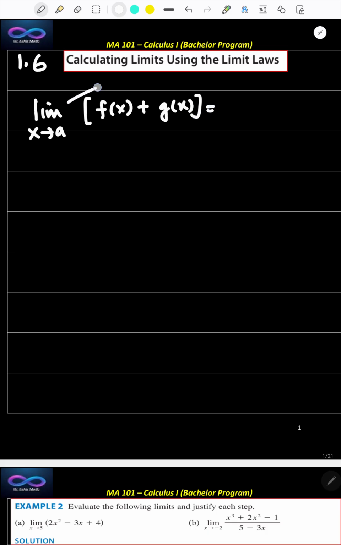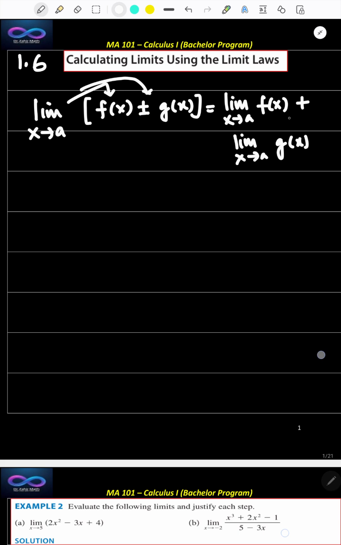You can split this limit into f of x and g of x when there is a plus, when there is a minus. So limit x tends to a f of x plus limit x tends to a g of x. Is it only for plus, teacher? No, it's for plus as well as minus. And is it only for plus and minus? No, it is also for products. When there is a product, you can write the product also.